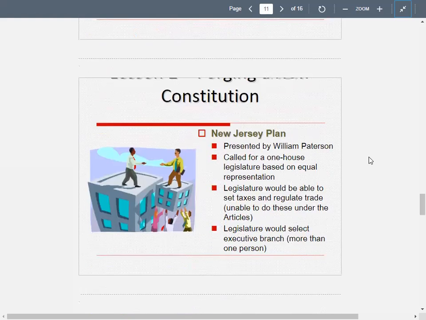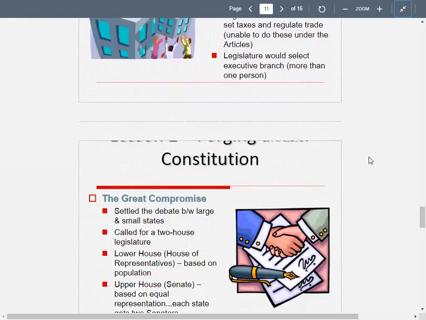We also had the New Jersey Plan presented by William Patterson. It called for a one-house legislature based on equal representation. The legislature would be able to set taxes and regulate trade, which they were unable to do under the Articles of Confederation. The legislature would select the executive branch, which would be more than one person.